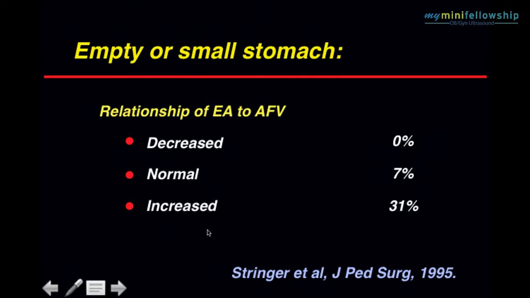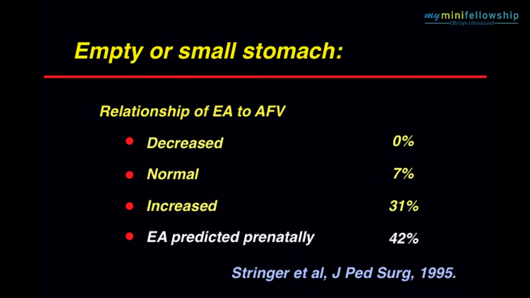Persistently empty or small stomach with increased fluid, and yet my diagnostic accuracy is not very good. In fact, of all of the cases of esophageal atresia that had prenatal sonograms during the time frame of this study that were treated at our hospital, we only detected 42% of them. So we detect less than half of them, and when we have the findings we want to find, we are still going to be wrong in the majority of instances.